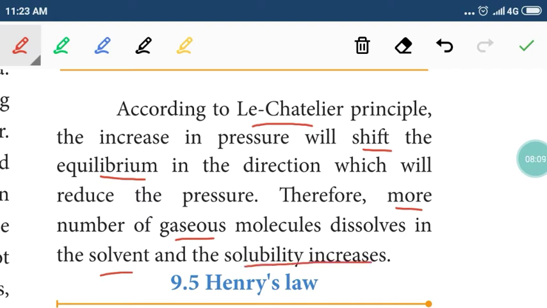So with this, the factors affecting solubility are over. First point, nature of solute and solvent. Second point, temperature. Third point, pressure. All three we have completed. Next we move on to another one, Henry's law. This you already studied in 10th.